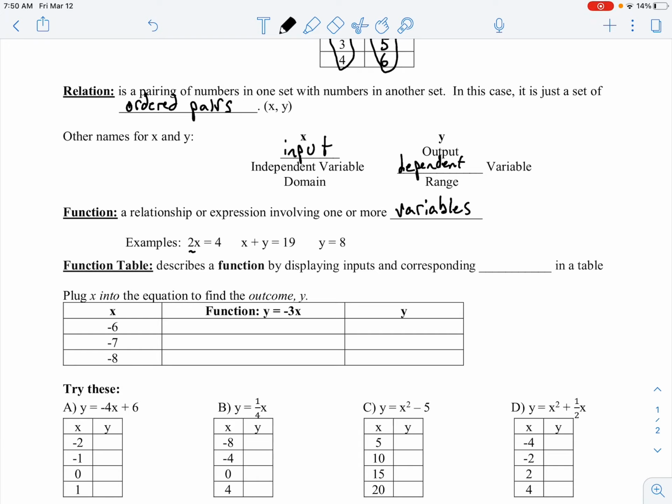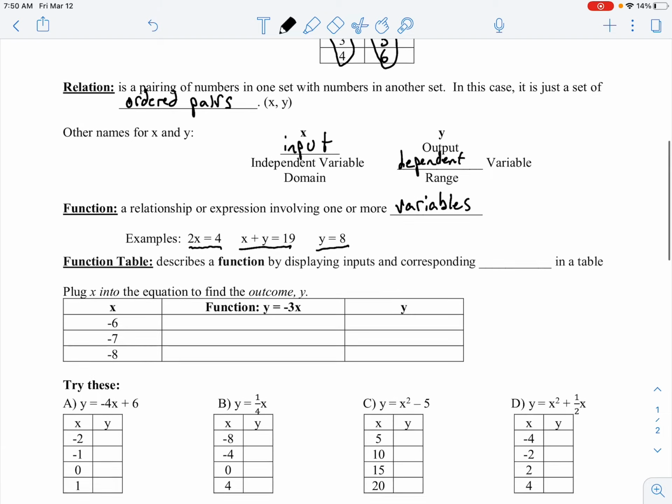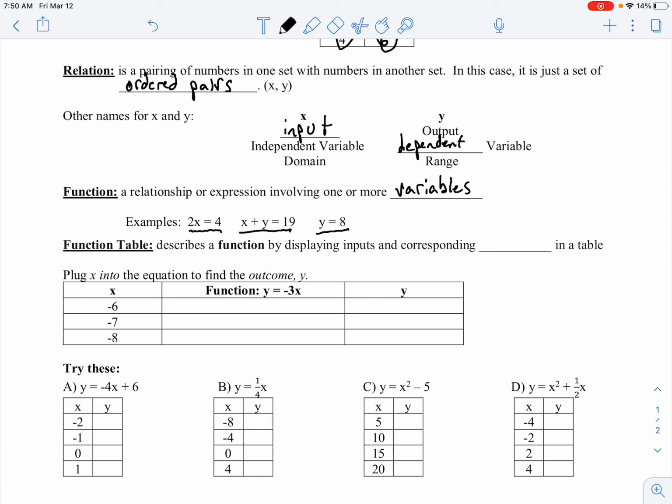So some examples of functions, we have 2x equals 4. That's a perfectly good function. X plus y equals 19, also a function, one or more variables. Y equals 8, we've got one variable there, perfectly good function. So a function table describes a function by displaying its inputs and corresponding outputs in a table format. So our inputs were being our x values and our outputs being our y values.